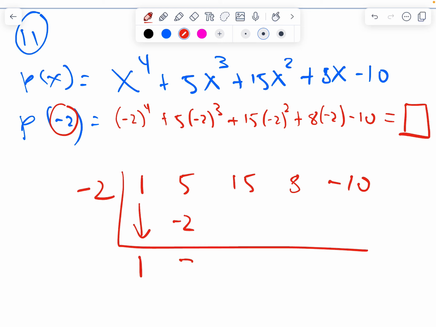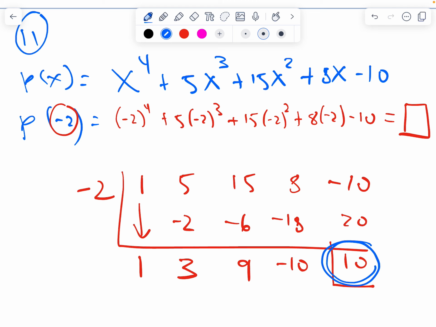That's going to be negative 2. That's 3. That's negative 6. That's 9. That's negative 18. That's right. No, negative. Negative 10. That's going to be positive 20, and you end up with a 10. So that means when we evaluate this polynomial, it should be 10.